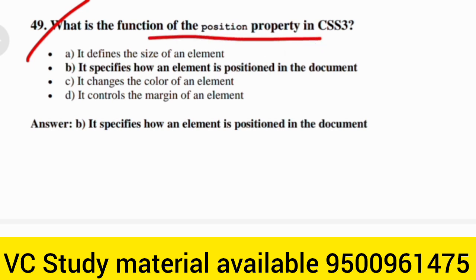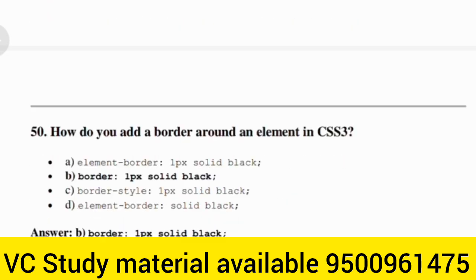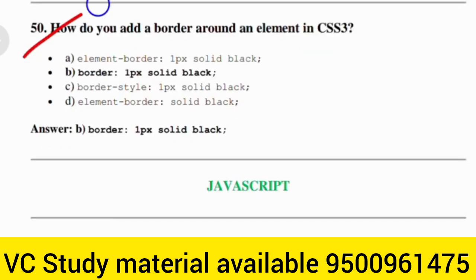What is the function of the position property in CSS3? It specifies how an element is positioned in the document. How do you add a border around an element in CSS3? Border 1px solid black.